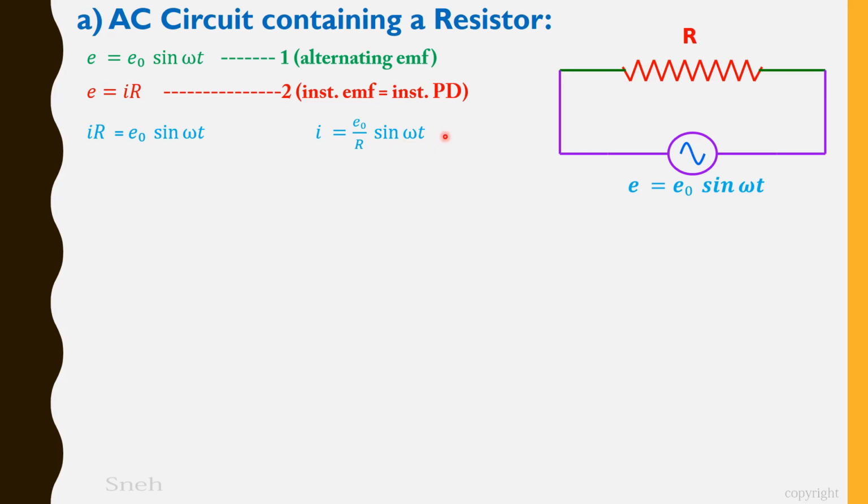हम ये सब क्यों कर रहे हैं? क्योंकि हमें EMF तो पता है. Because of this EMF, how much amount of current is flowing through this circuit, that I want to find out. How the resistor is affecting the EMF or the current flowing through the circuit, that I want to study here.